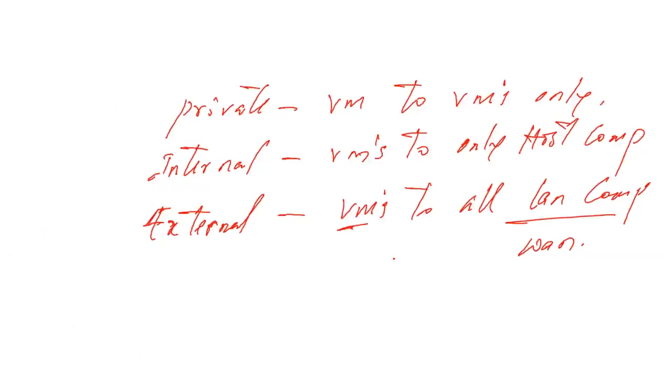By using a private virtual switch, we can connect only virtual machines to virtual machines. Connectivity and communication is only between virtual machines. If you want connectivity from virtual machines to the host machine only, then you require internal. If you want connectivity and communication between all virtual machines, the host machine, all your LAN computers and the WAN, then we require an external virtual switch. So which is the best one in real time? We'll go for the external virtual switch here, right? So we'll take the help of the external virtual switch to connect these machines.